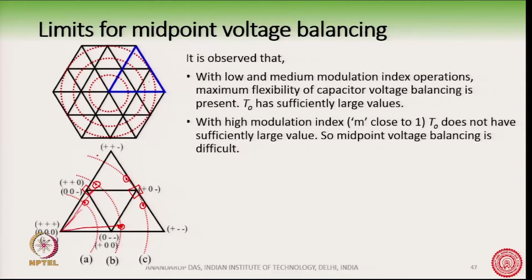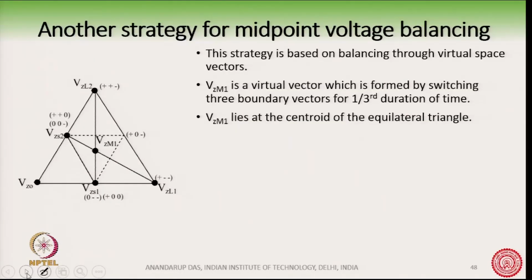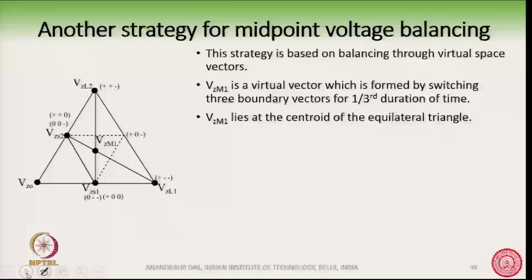Therefore, if the modulation index is very high, then unfortunately this technique has a limitation. When our reference vector is moving here, there is not sufficient magnitude of T 0, and so midpoint voltage balancing will be quite difficult. That is why people have gone for another strategy: midpoint voltage balancing using a virtual vector.